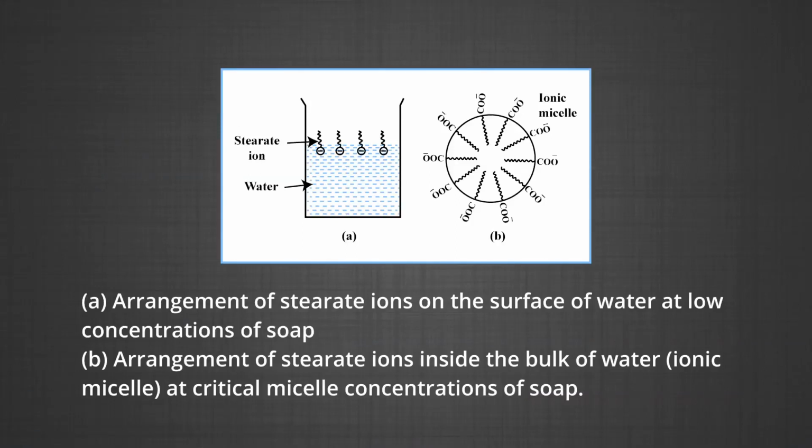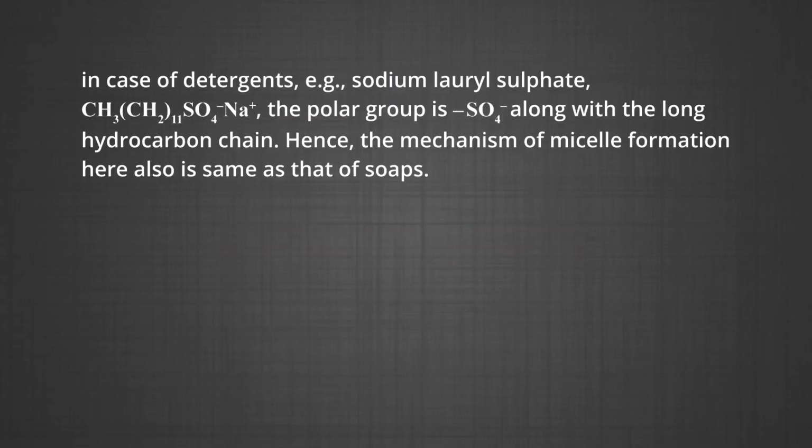These micelles may contain as many as 100 such ions as shown in the figure. The arrangement of stearate ions on the surface of water at low concentrations of soap, and the arrangement of stearate ions inside the bulk of water as an ionic micelle at critical micelle concentration of soap, are explicitly explained in the diagram. Similarly, in the case of detergents, for example sodium lauryl sulphate, the polar group is SO4 minus along with the long hydrocarbon chain. Hence, the mechanism of micelle formation here also is the same as that of soaps.